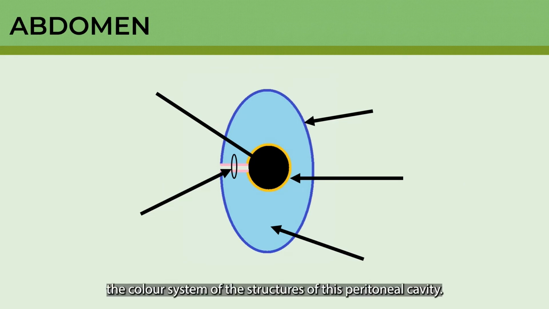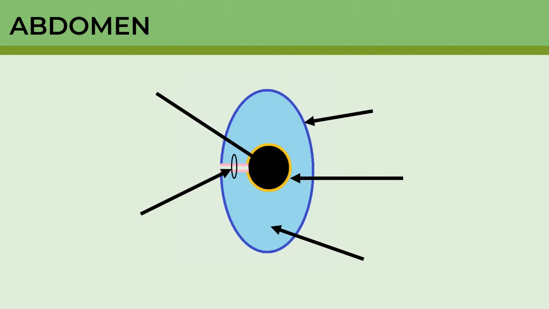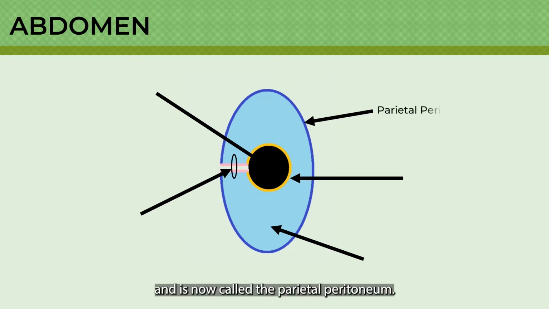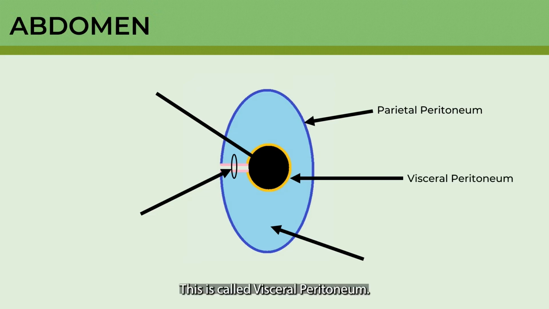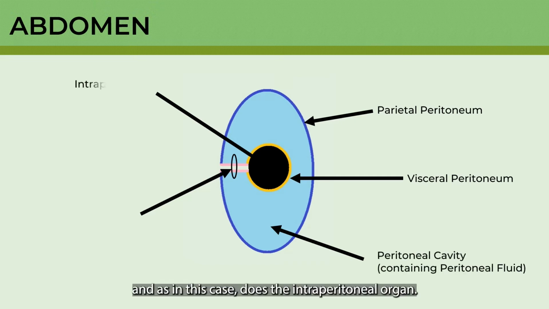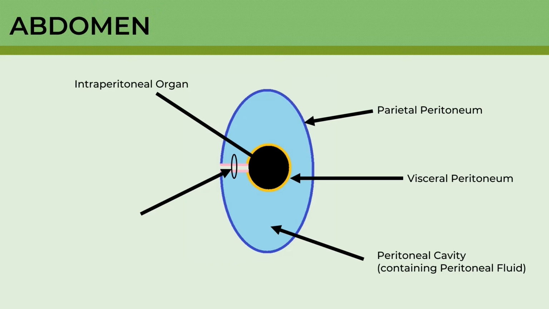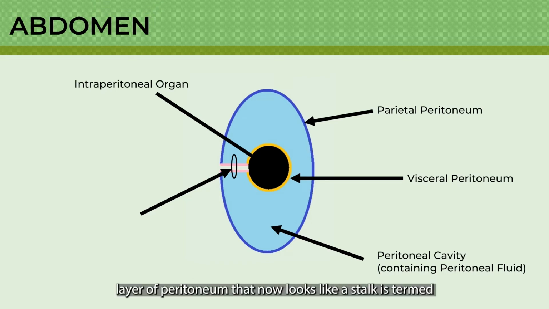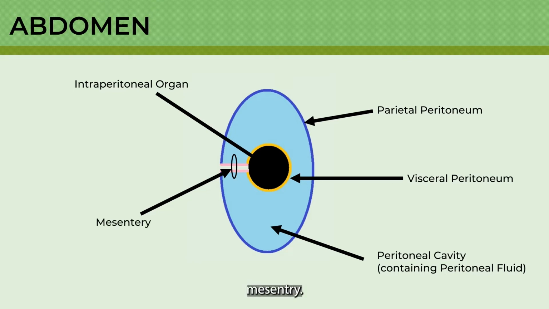I have changed the colours of some of the structures of this peritoneal cavity. The external wall of the cavity remains blue and is now called the parietal peritoneum, whilst the peritoneum that wraps around the organ is in orange, and has acquired a different name. This is called visceral peritoneum. The peritoneal cavity remains unchanged, and as in this case does the intraperitoneal organ. However, the double-walled layer of peritoneum that now looks like a stalk is termed mesentery.